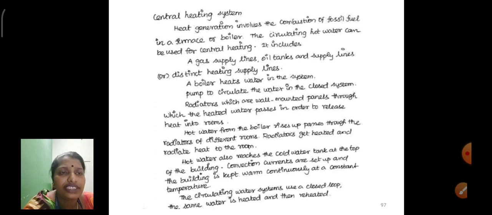ஹாட் வாட்டர் ஆல்சோ ரீச்சஸ் த கோல்டு வாட்டர் டேங்க் அட் தி டாப் ஆஃப் த பில்டிங்ஸ், கன்வெக்ஷன் கரண்ட்ஸ் ஆர் செட்டப் அண்ட் தி பில்டிங் இஸ் கெப்ட் வார்ம் கண்டினியூஸ்லி அட் ஏ கான்ஸ்டன்ட் டெம்பரேச்சர். ஓகேவா? ஹாட் வாட்டர் ஆல்சோ ரீச்சஸ் த கோல்டு வாட்டர் டேங்க் அட் தி டாப் ஆஃப் த பில்டிங், தட் இஸ் இம்பார்ட்டண்ட். ஓகேவா? அண்ட் தென் தி சர்க்குலேட்டிங் வாட்டர் சிஸ்டம்ஸ் யூஸ் ஏ க்ளோஸ்டு லூப், த சேம் வாட்டர் இஸ் ஹீட்டட் அண்ட் தென் ரீஹீட்டட். ஓகேவா? இப்போ திஸ் மெத்தட் வைஸ் இன்ஜினியர் ஃபார் அடாப்டட் தி பில்டிங்ஸ்.